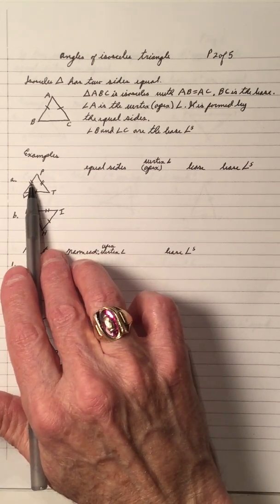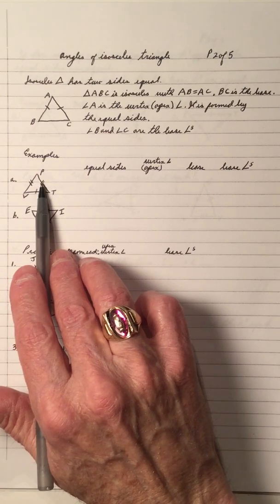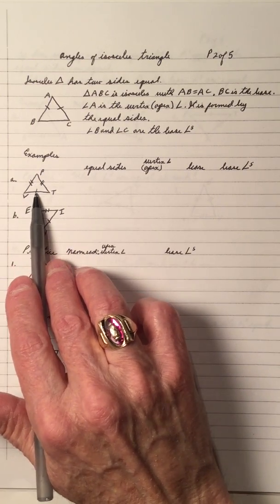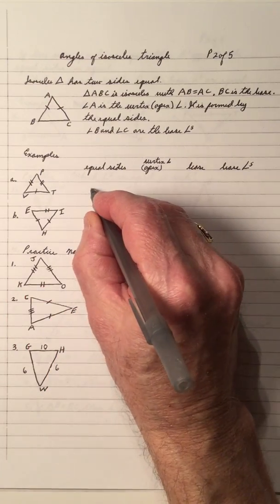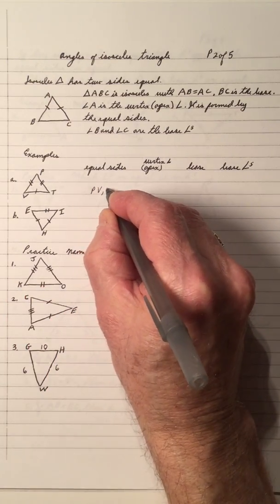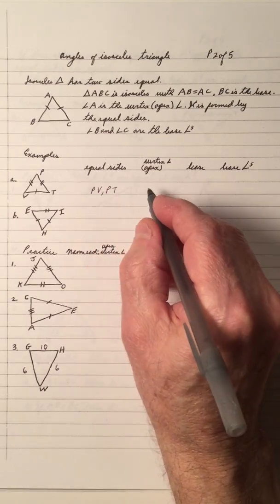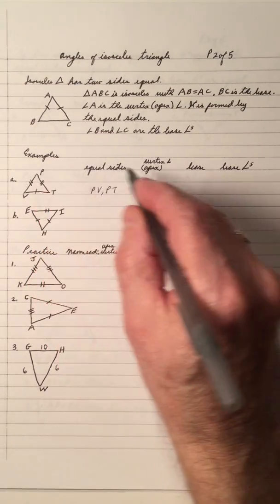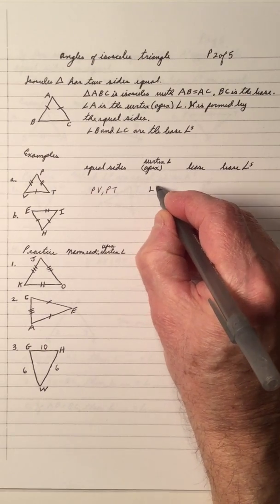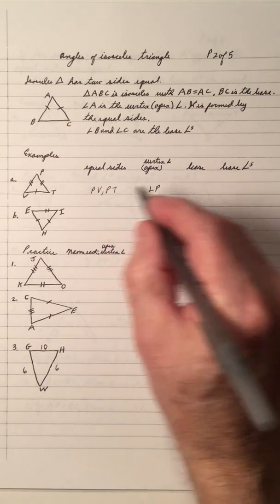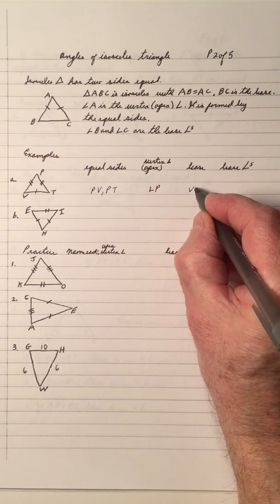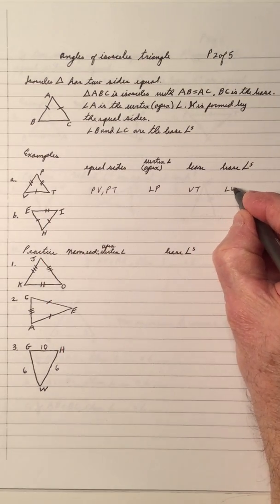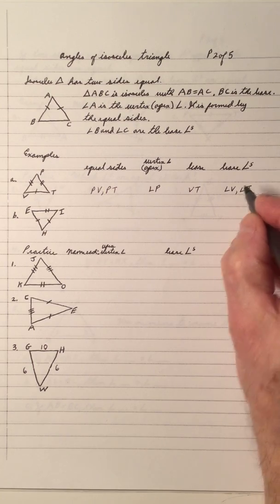PVT. PV, two strokes, they're equal. And VT obviously is not equal to those two, it's only one stroke. The equal sides are PV and PT. The vertex angle is the angle formed by the two congruent sides, which is angle P. And the base is VT. And the base angles are angle V and angle T.